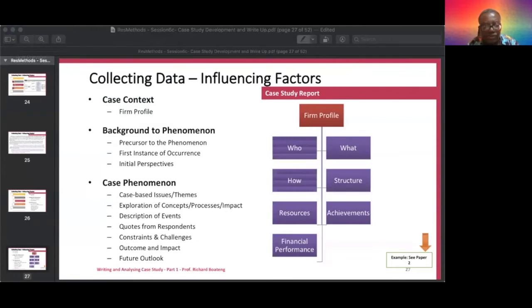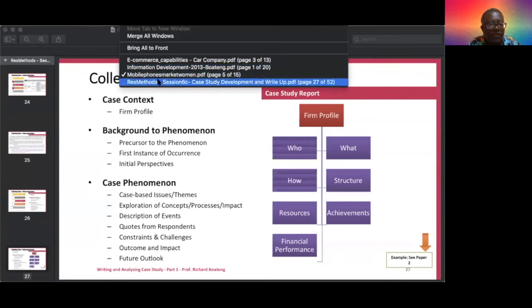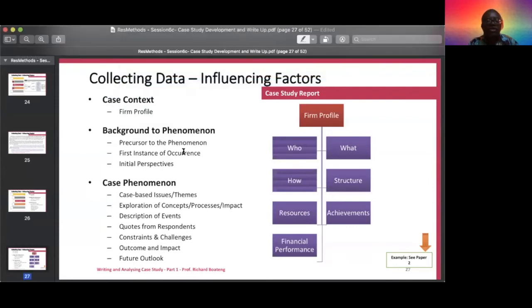Let's continue. Sorry, I've missed my slides. The case context will tell us the who, the what, the how, the structure, the resources, achievement, and financial performance. Please, it's not all cases that you need financial performance in. It's not all cases that you get achievements in. But as much as possible, give us the relevant background information to understand what you are going to read, because this is a description of the case, the rich context in which the case is taking place. Give us that information so that we can have a better understanding of what is occurring. Okay.